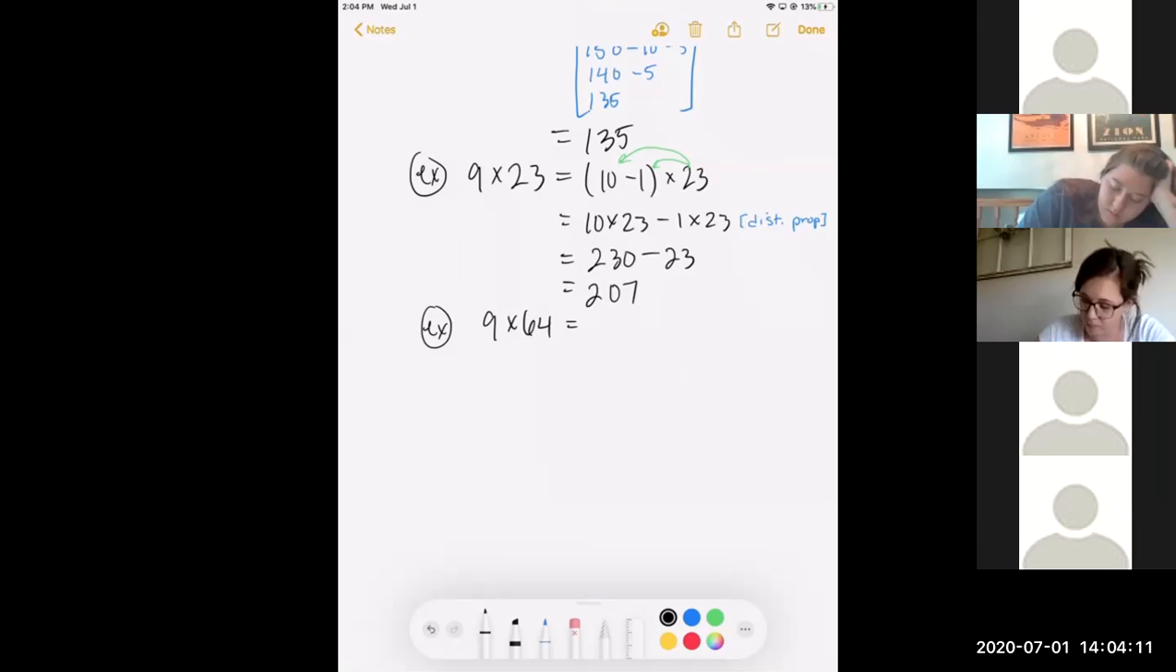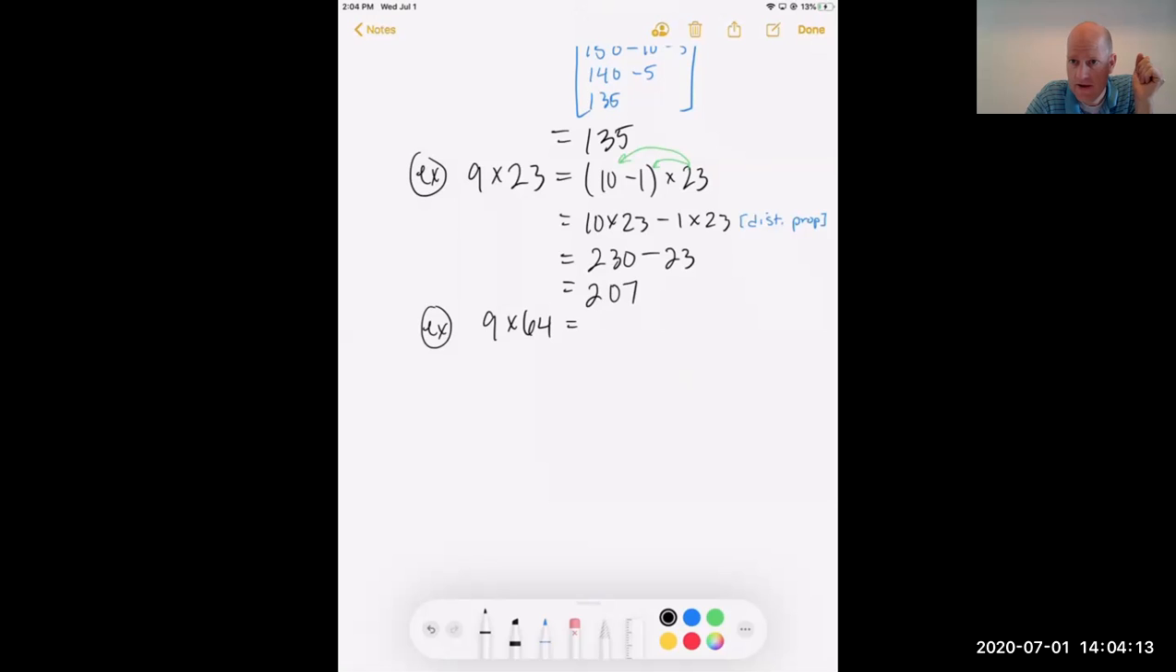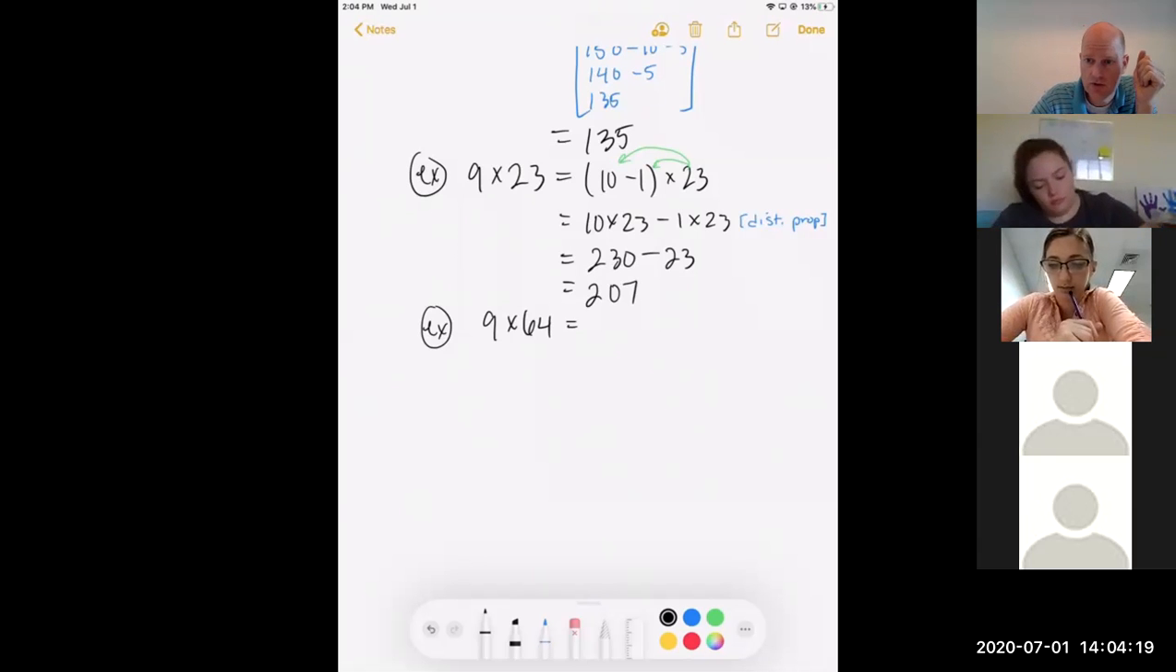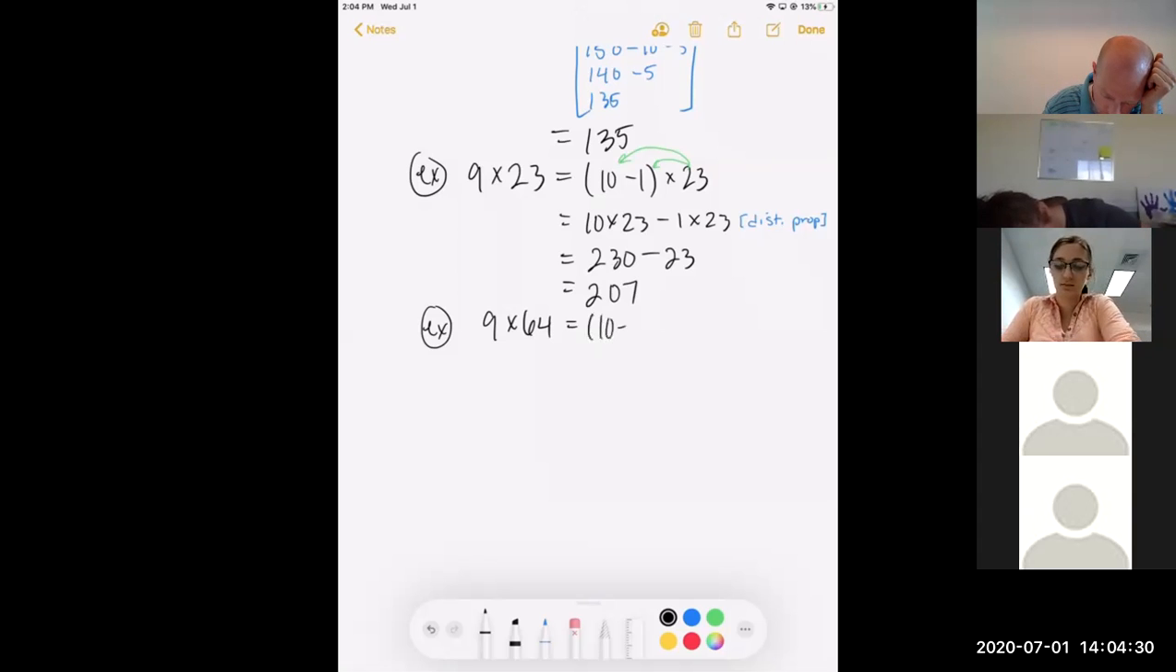So we may have a mystery of the tens again. Let's go ahead and have Melissa present. So go ahead and tell me how you got your answer. So I did the parentheses 10 minus 1, and then I did 64 times 10 minus 1 times 64.